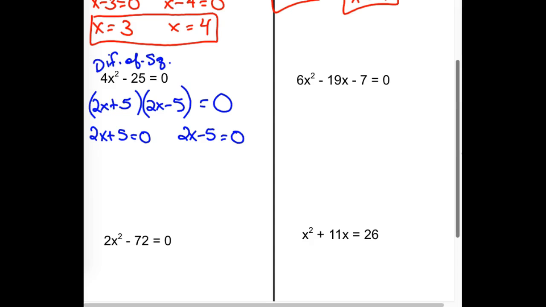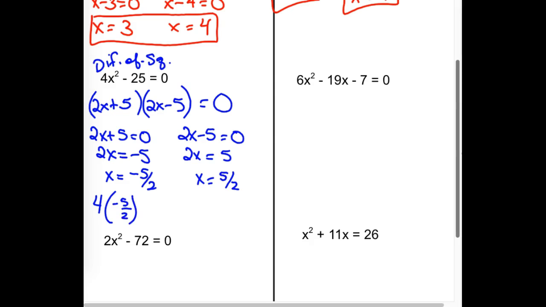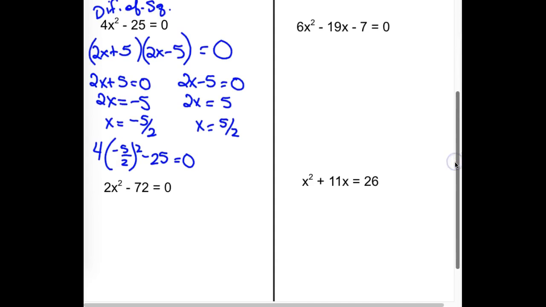Check that your paper has all those equal zeros on it. Our next step, solve each of these. We're going to subtract the 5 over, and then divide out the 2. For the other one, we're going to add the 5 over, and then divide by 2. So I'm getting a positive and a negative 5/2. When we go to check these, remember you are plugging them into the original equation to see if it works. How do we square a fraction?